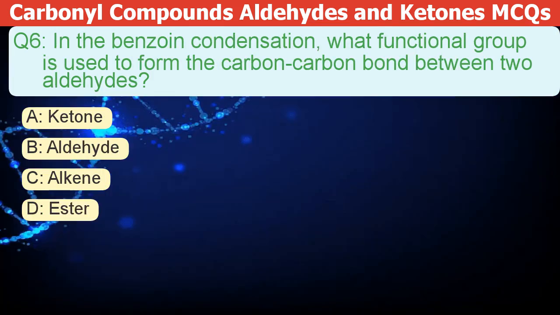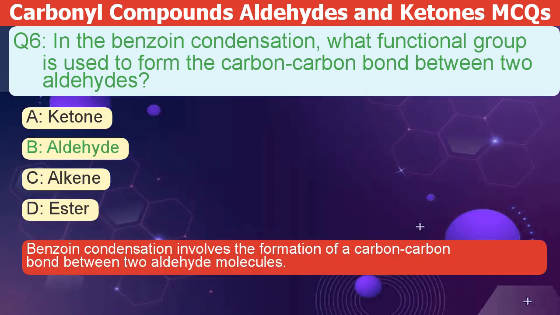In the benzoin condensation, what functional group is used to form the carbon-carbon bond between two aldehydes? A. Ketone. B. Aldehyde. C. Alkene. D. Ester. The correct answer is B. Benzoin condensation involves the formation of a carbon-carbon bond between two aldehyde molecules.